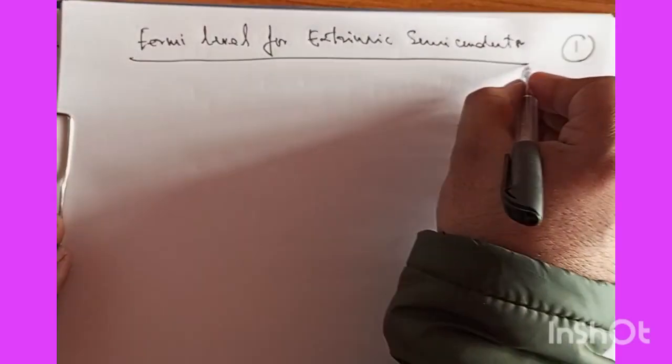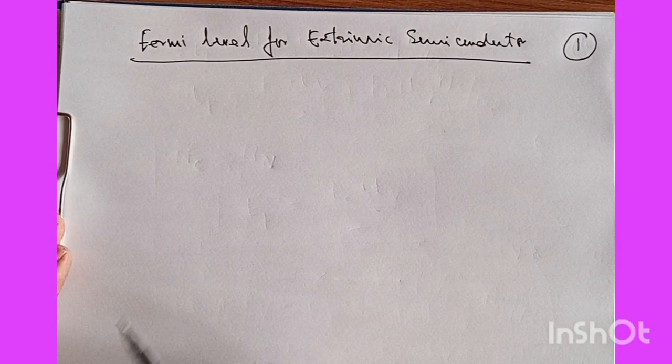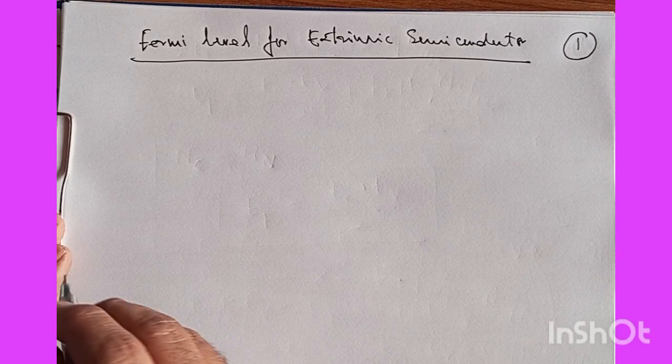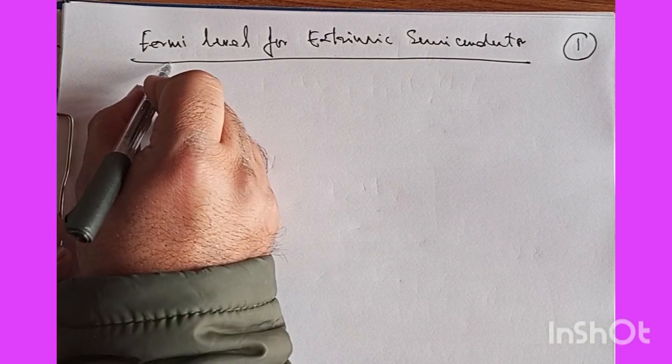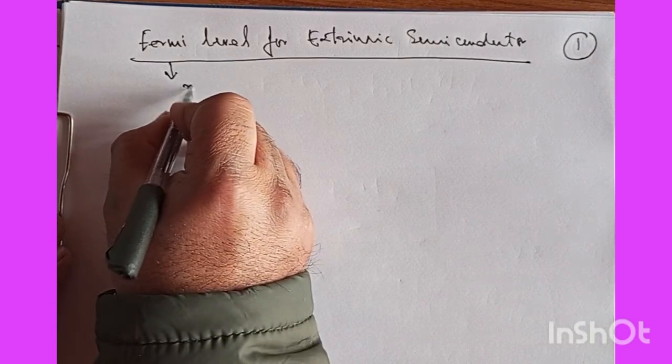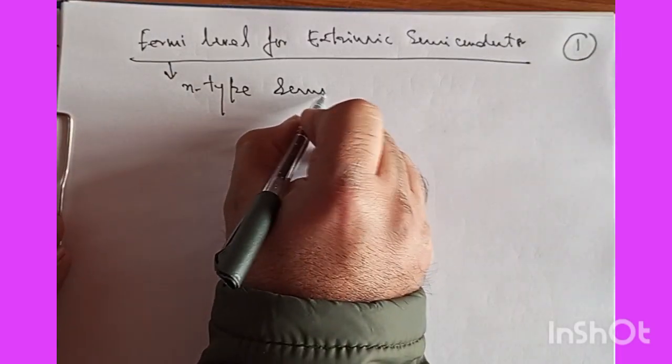As we understand, we have two types of extrinsic semiconductors, one is p-type and another is n-type. So first we will discuss this Fermi level in case of n-type semiconductor.